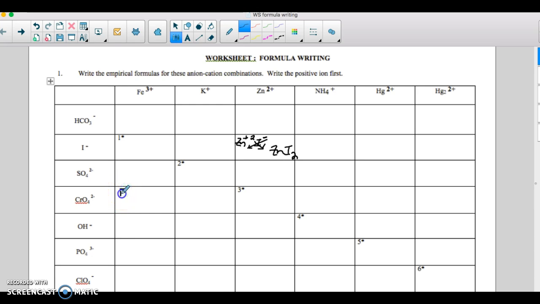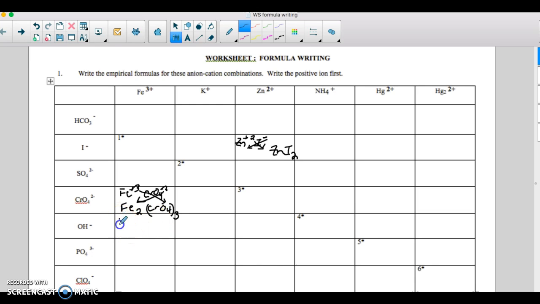So here I have iron +3, and then I have chromate, which is -2. So for this one, I'm going to do the crisscross technique. I'm going to bring down the 2. So it would be Fe, I need 2 of those. Chromate, don't touch the 4, so we don't ever change the subscripts on the polyatomics, and then I'm going to put a 3 out here.